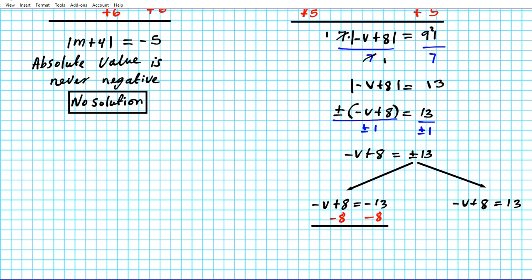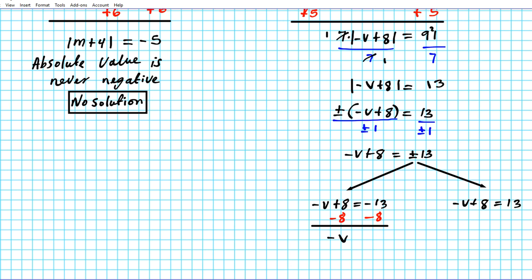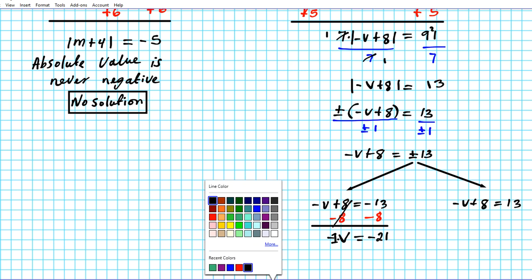Alright, so that will give us a solution, negative v, because these two add up to 0, they're gone, equals negative 13 minus 8. The signs are the same, so you add the numbers and keep the sign. Now, negative v, we have an invisible number here, namely 1. It's negative 1.